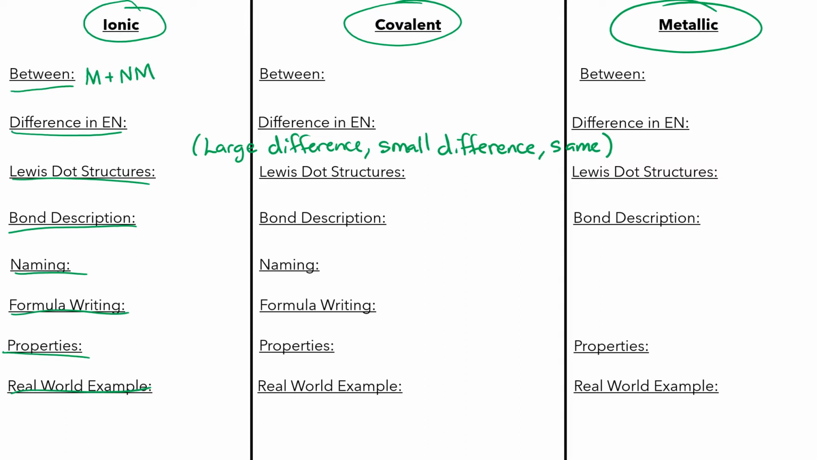Then we want you guys to draw the Lewis dot structure. So we want you guys to first describe what happens to the electrons in each of the three bonds, whether they are transferred or shared or delocalized. And then we want you guys to draw the Lewis dot structure for the following. So for ionic, y'all, we want you guys to draw the Lewis structure for lithium bromide.